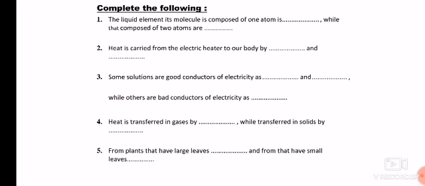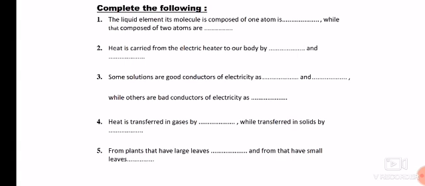Complete the following. The liquid element whose molecule is composed of one atom is mercury, while the one composed of 2 atoms is bromine. Heat is carried from the electric heater to our body by radiation and convection. Some solutions are good conductors of electricity, such as acidic solution and alkaline solution, while others are bad conductors of electricity, such as sugary solution.